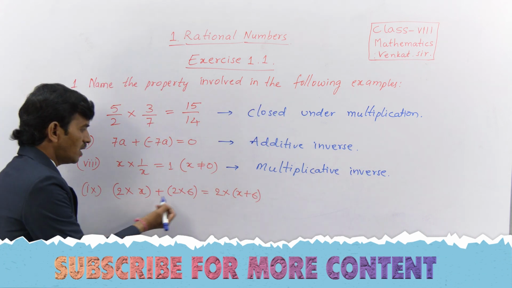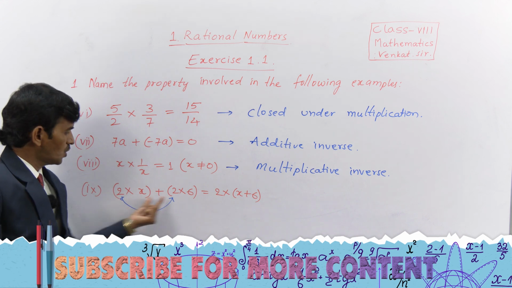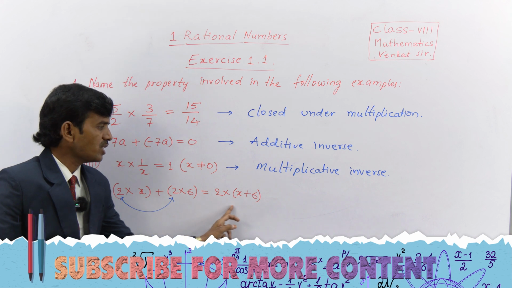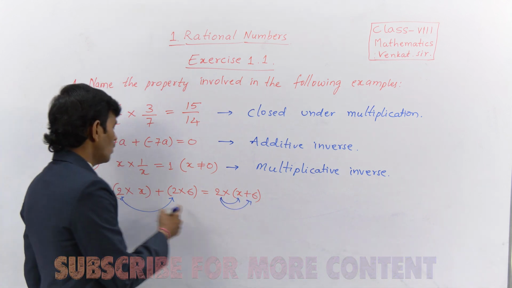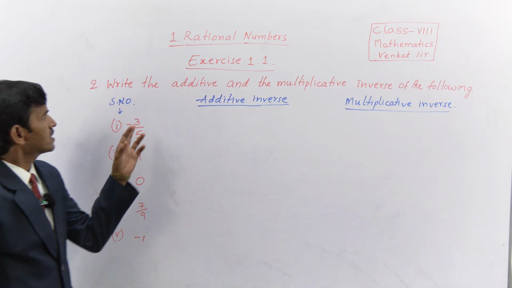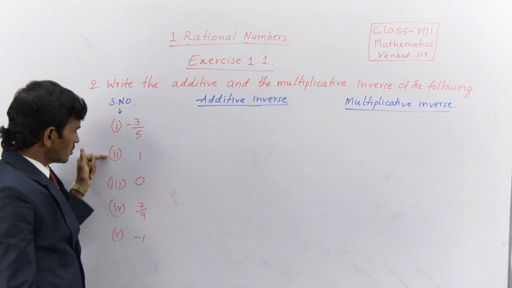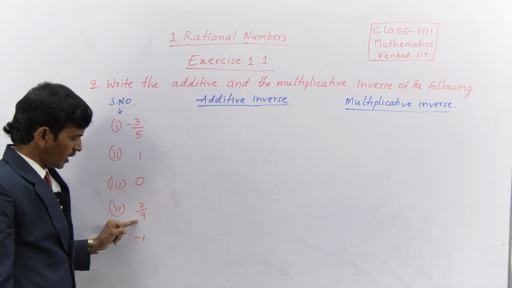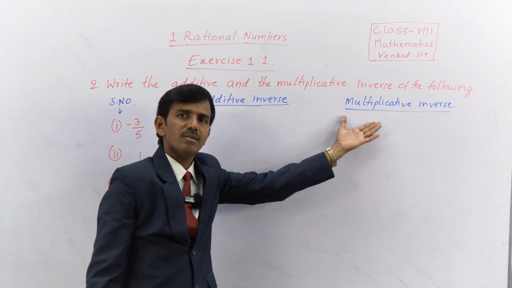Next, here see that 2 is common in both the factors. See that 2 into x and 2 into 6. So 2 is common, so that 2 is distributed among x and 6. Therefore, this property is known as distributive law. So let us write the additive and multiplicative inverse of the following. The given questions are in this order: minus 3 by 5, 1, 0, 7 by 9 and minus 1. For every question, let us write additive inverse as well as multiplicative inverse.